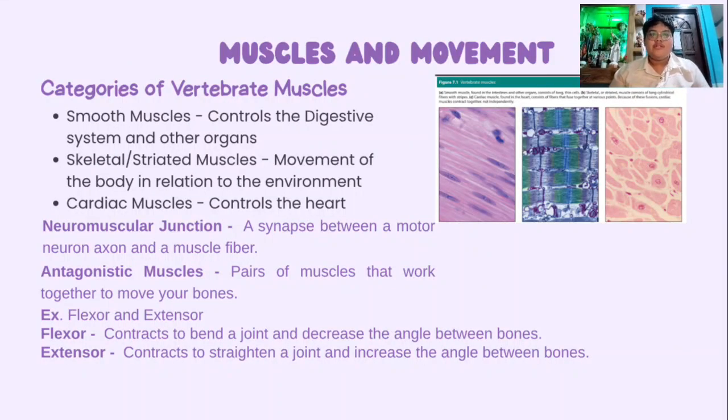Movement depends on muscle contractions. Vertebrate muscles fall into three categories: smooth muscles, which control the digestive system and other organs; skeletal or striated muscles, which control movement of the body in relation to the environment; and lastly, cardiac muscles, which control the heart. As you can see on the side here, we have an image of the three muscles. There is no need to discuss them further as they have already been discussed in zoology class.